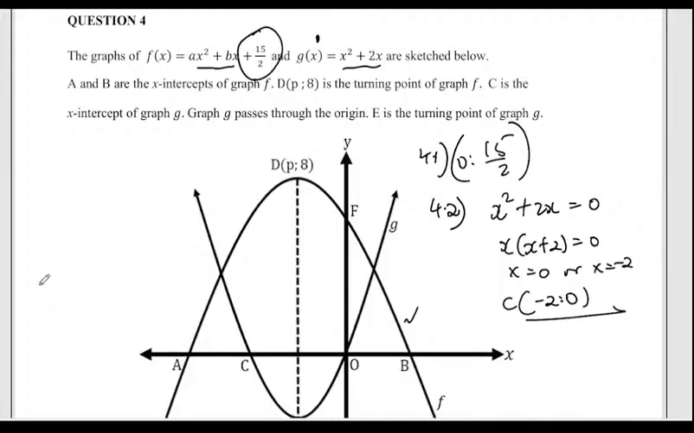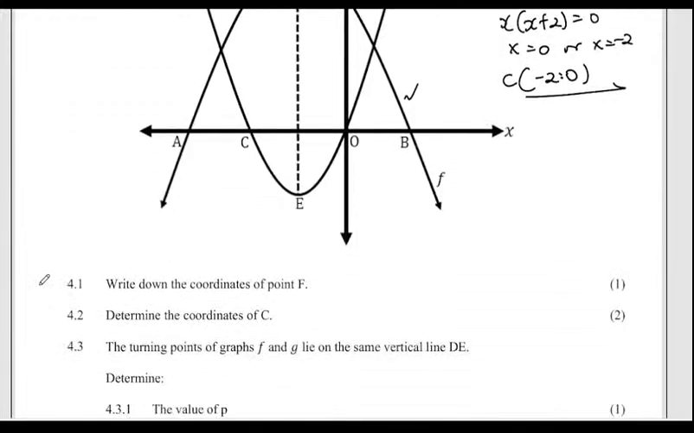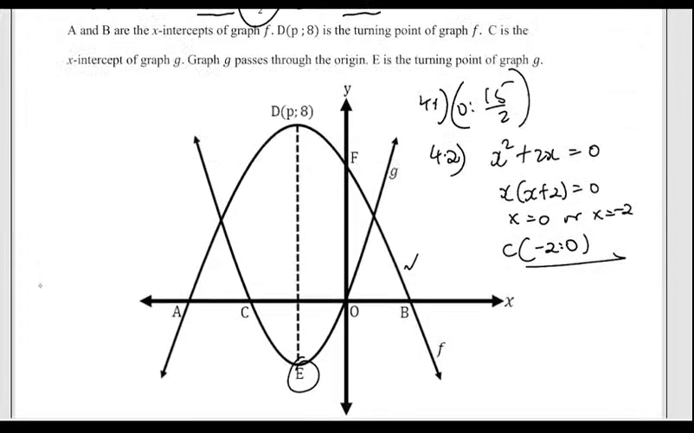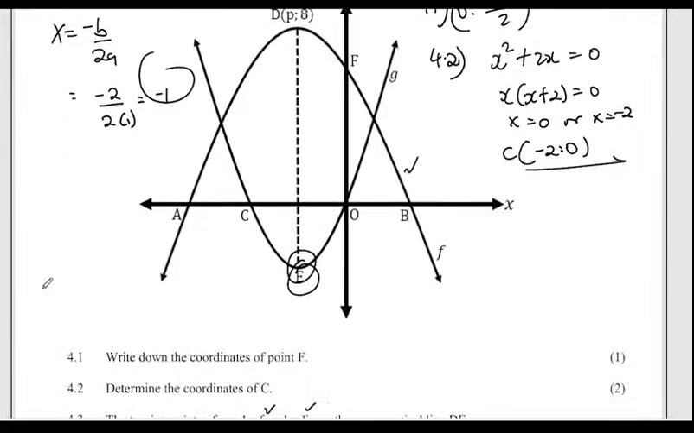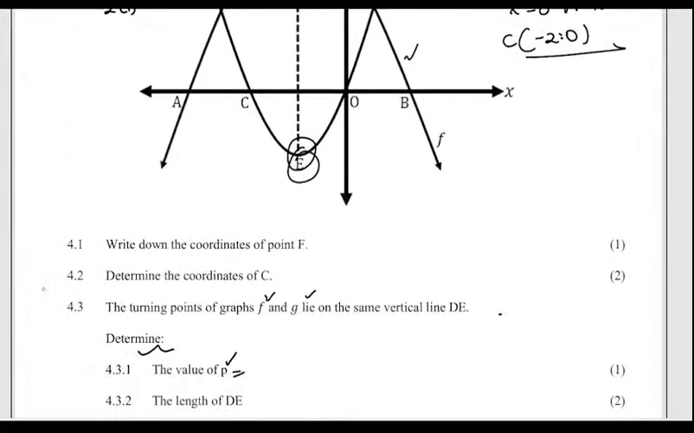Okay. Then 4.3, they want us to get the turning points of f and g lie in the same vertical line. Determine the value of p, the x value. So we know that if they have the same x value, meaning the axis of symmetry of g will be the same as that. So to get the axis of symmetry using g is going to be negative b over 2a, which means negative 2 over 2 times 1, which becomes negative 1. So we know that p is negative 1.